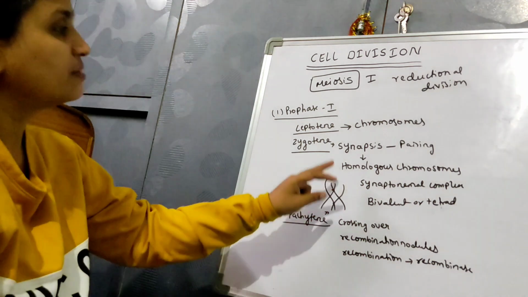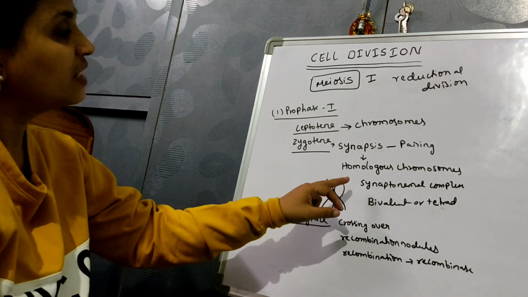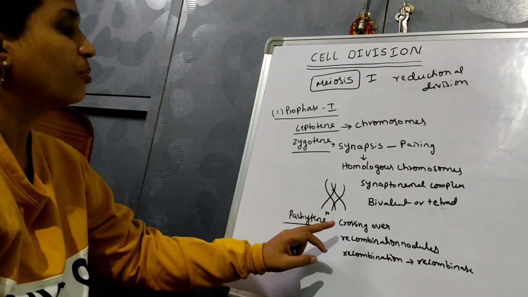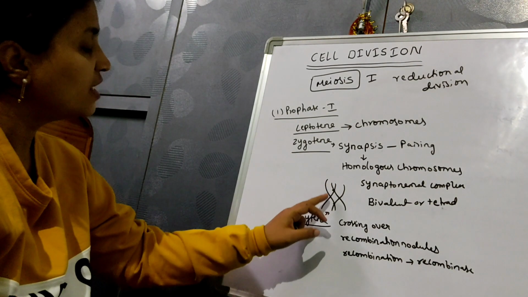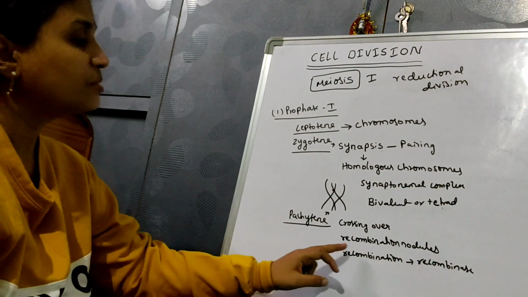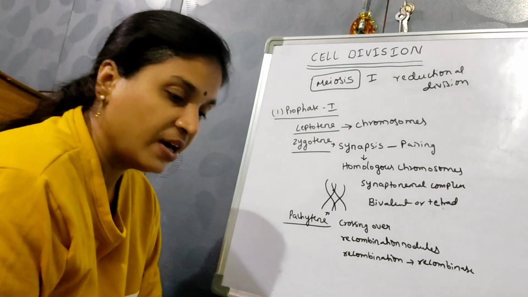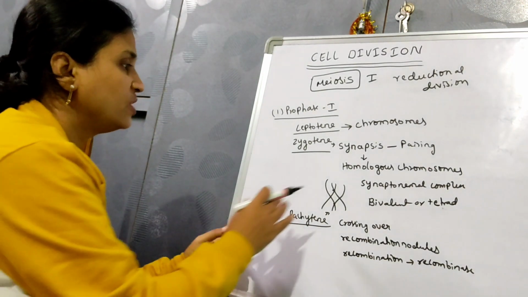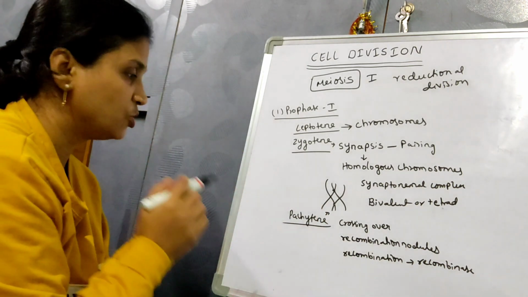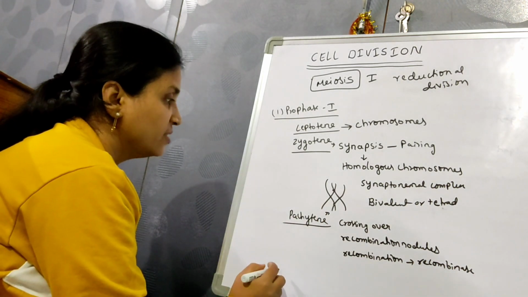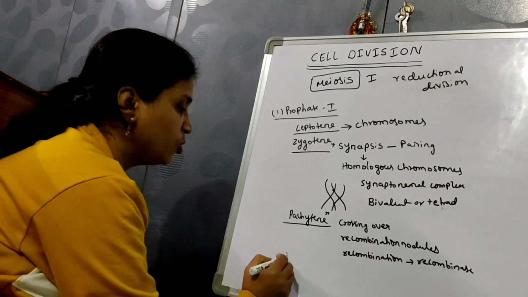First, the pairing occurs. After pairing, they develop into the synaptonemal complex. And here at the junction, at the sides, the crossing over takes place, the recombination takes place. Slowly these chromosomes are going to leave, but here they are going to still be linked together. Then after this, the diplotene stage.